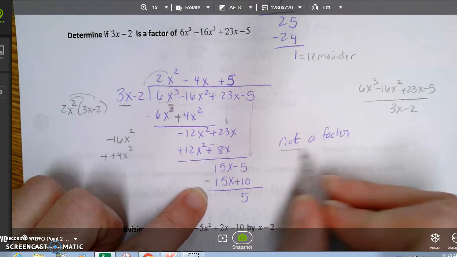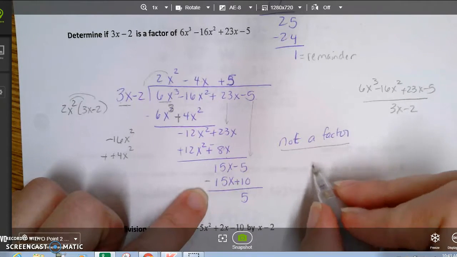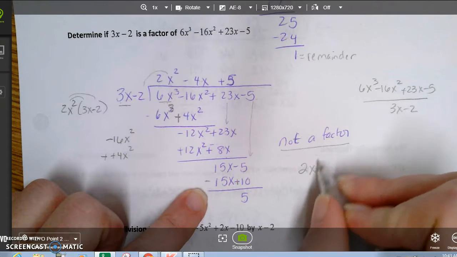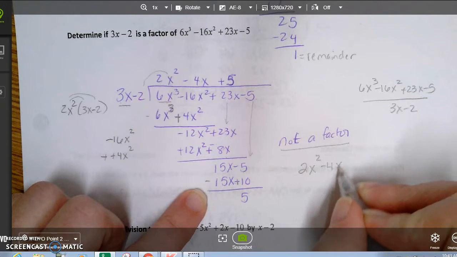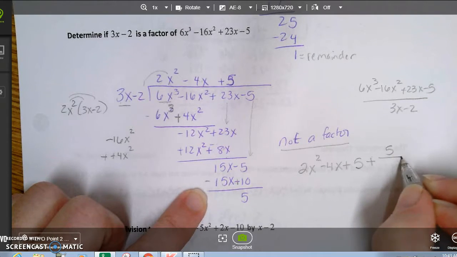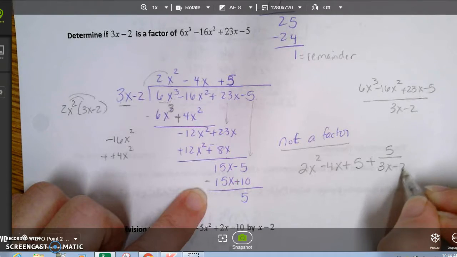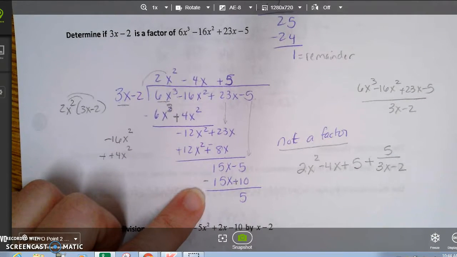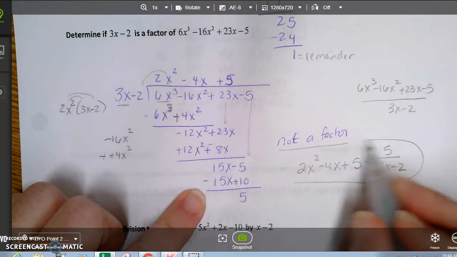So it did not divide in evenly. It's not a factor, but I did reduce my polynomial to this. And then I would write plus 5 over 3x minus 2. So this is my reduced polynomial.